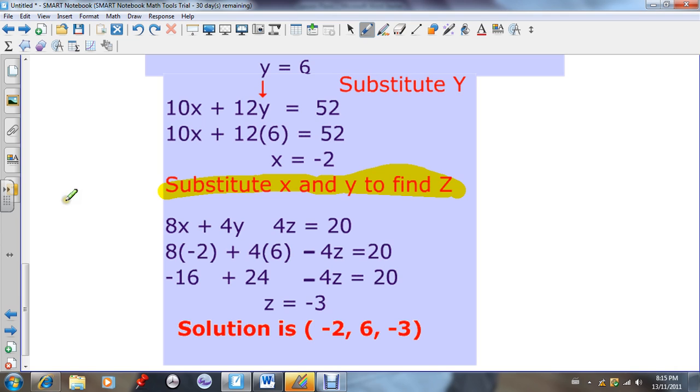Now, which equation can we use? It doesn't matter. Use the first one, which you multiply by 2, same equation. You get 8x plus 4y minus 4z equals 20. Solve it out. x is minus 2, y is 6. You'll get z equals minus 3. Therefore, your solution is at minus 2, 6, and minus 3. Easy peasy, lemon squeezy, boys and girlies. Remember, this is your x value, this is your y value, this is your z value.